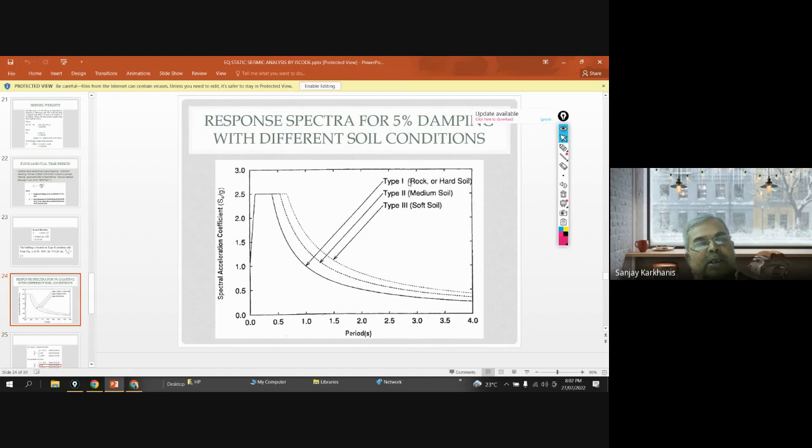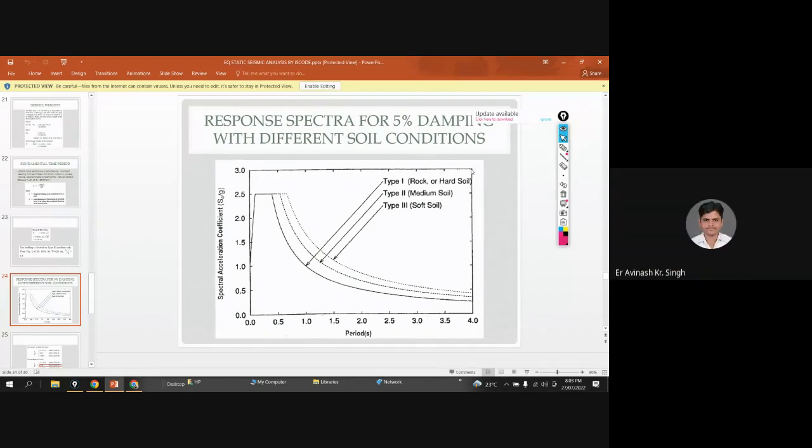Now the soil conditions in India, we are considering type 1, type 2 and type 3. So type 1 is for hard rock or hard soil. Then type 2 is for medium soil and type 3 is for soft soil. Okay, only the three types are considered. So whatever may be your foundation strata, you have to consider it in one of the three conditions. It may be soft, it may be medium, or it may be hard soil.